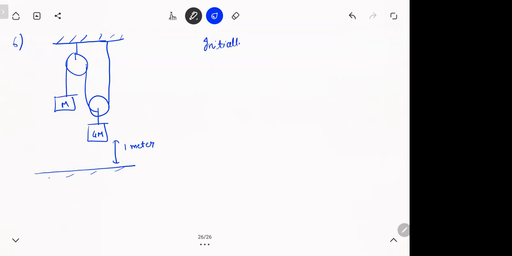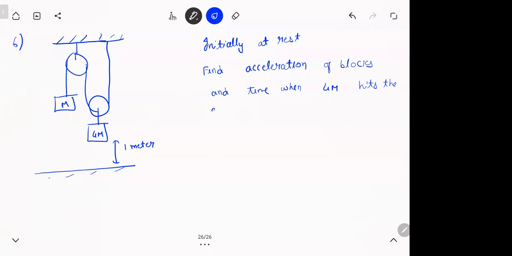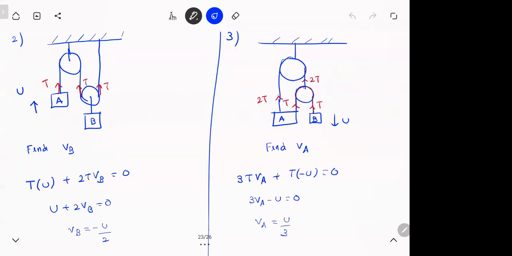The question is, find the acceleration of the blocks and the time when 4M hits the ground. 4M will fall down. When will it hit the ground? I want the time. This was the question.